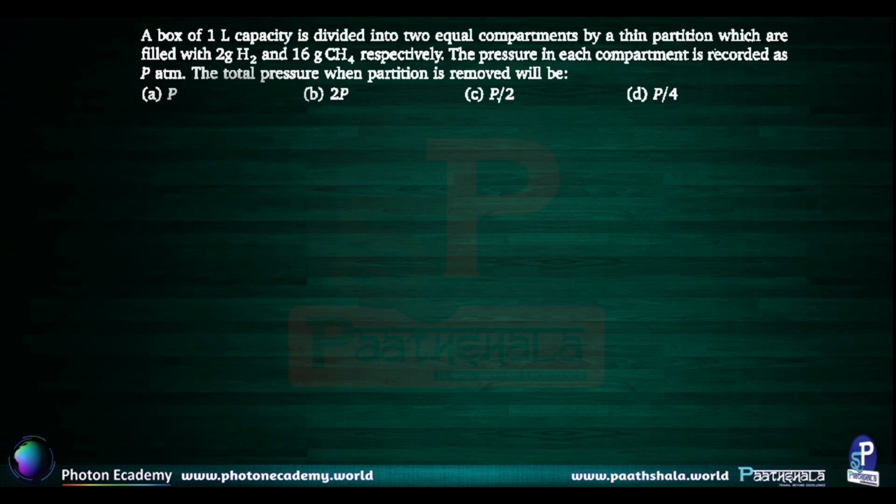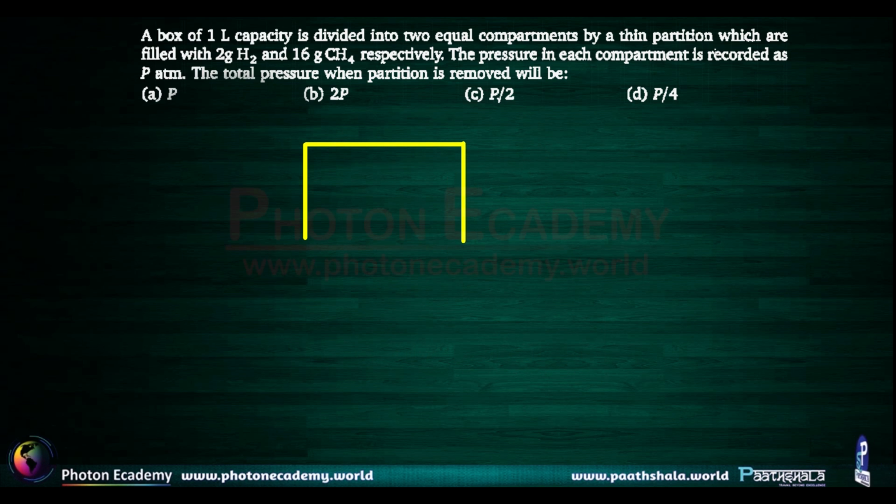A box of 1 liter capacity is divided into two equal compartments by a thin partition, which are filled with 2 grams of hydrogen and 16 grams of methane, respectively. The pressure in each of the compartments is recorded to be P atm. The total pressure when the partition is removed will be.